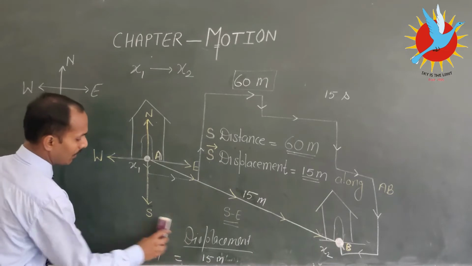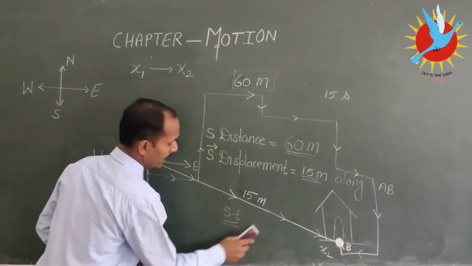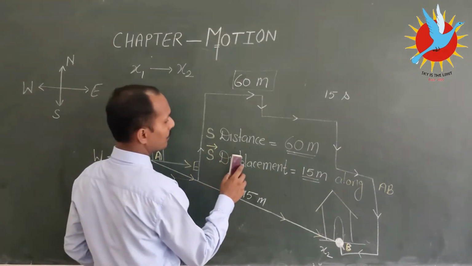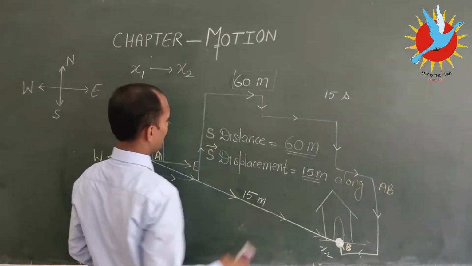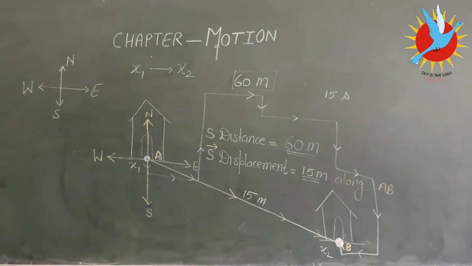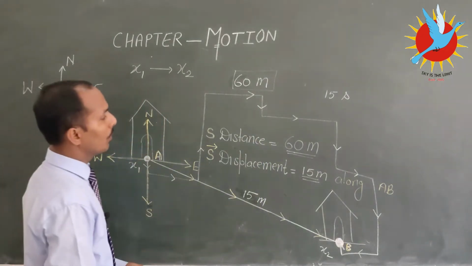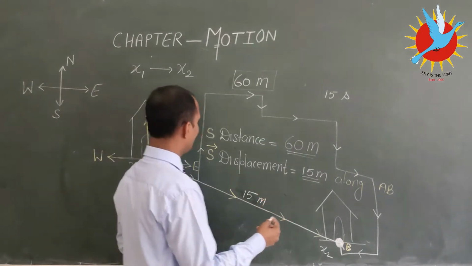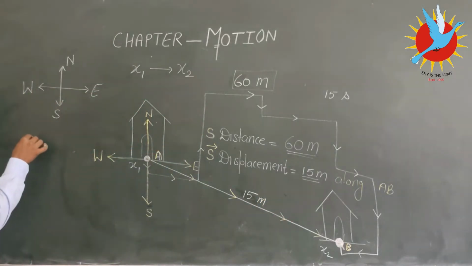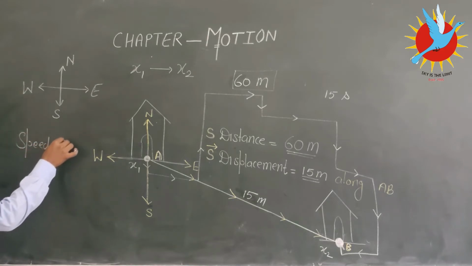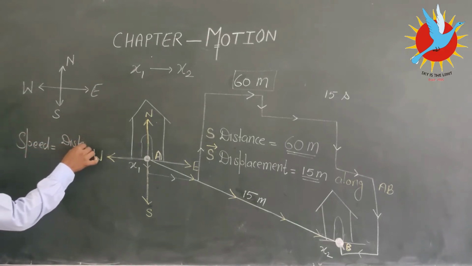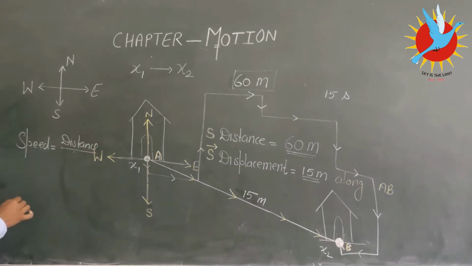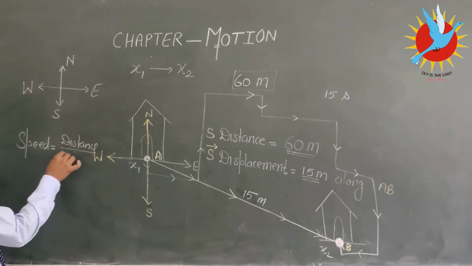Okay, our next topic is speed. We understand speed. Okay, focus here. What is speed? You know that speed is equal to the distance covered by an object in unit time.